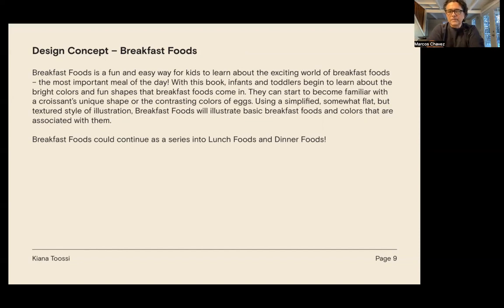They can start to become familiar with the croissant's unique shape or contrasting colors of eggs using simplified, somewhat flat but textured style illustrations. Breakfast foods will illustrate basic breakfast foods and colors that are associated with them. Breakfast foods can continue as a series into lunch foods and dinner foods. So great, it tells a great pitch about what this concept is about, and it also shows that it has legs. It could expand even further with more versions of the same idea in different ways.